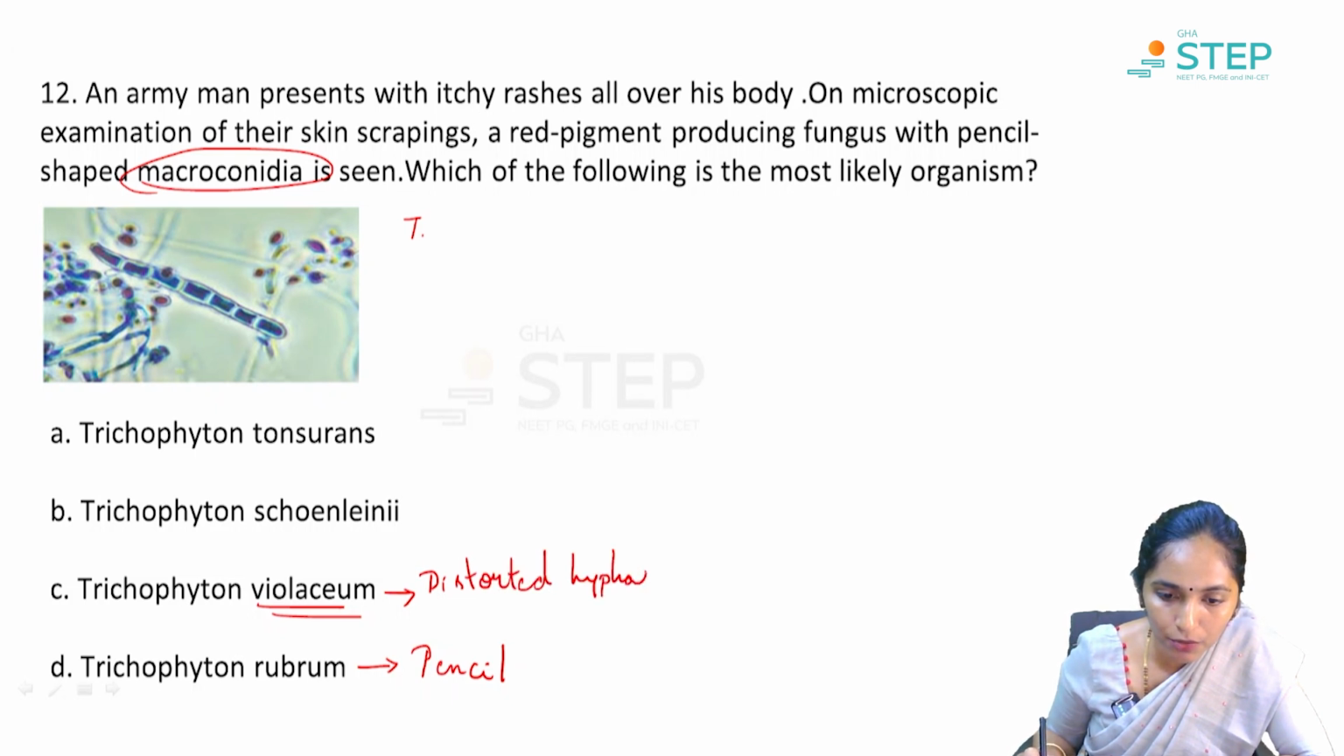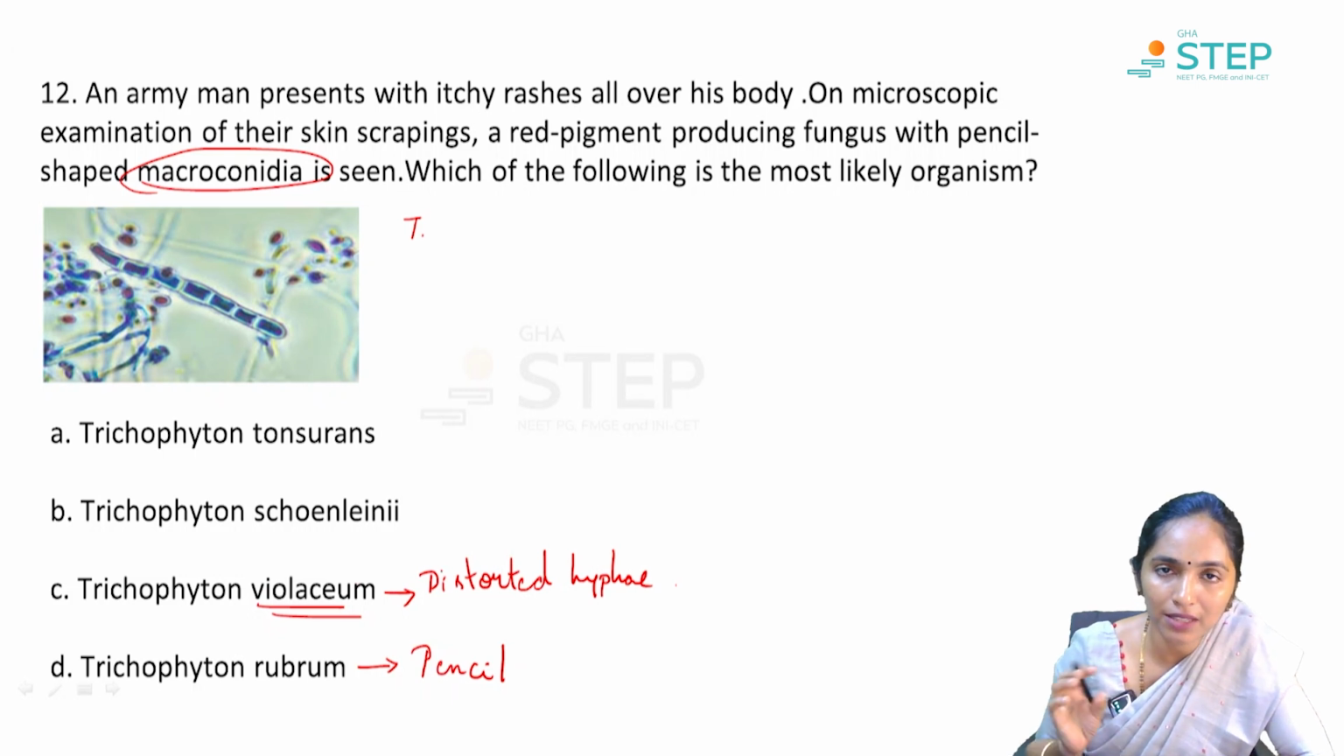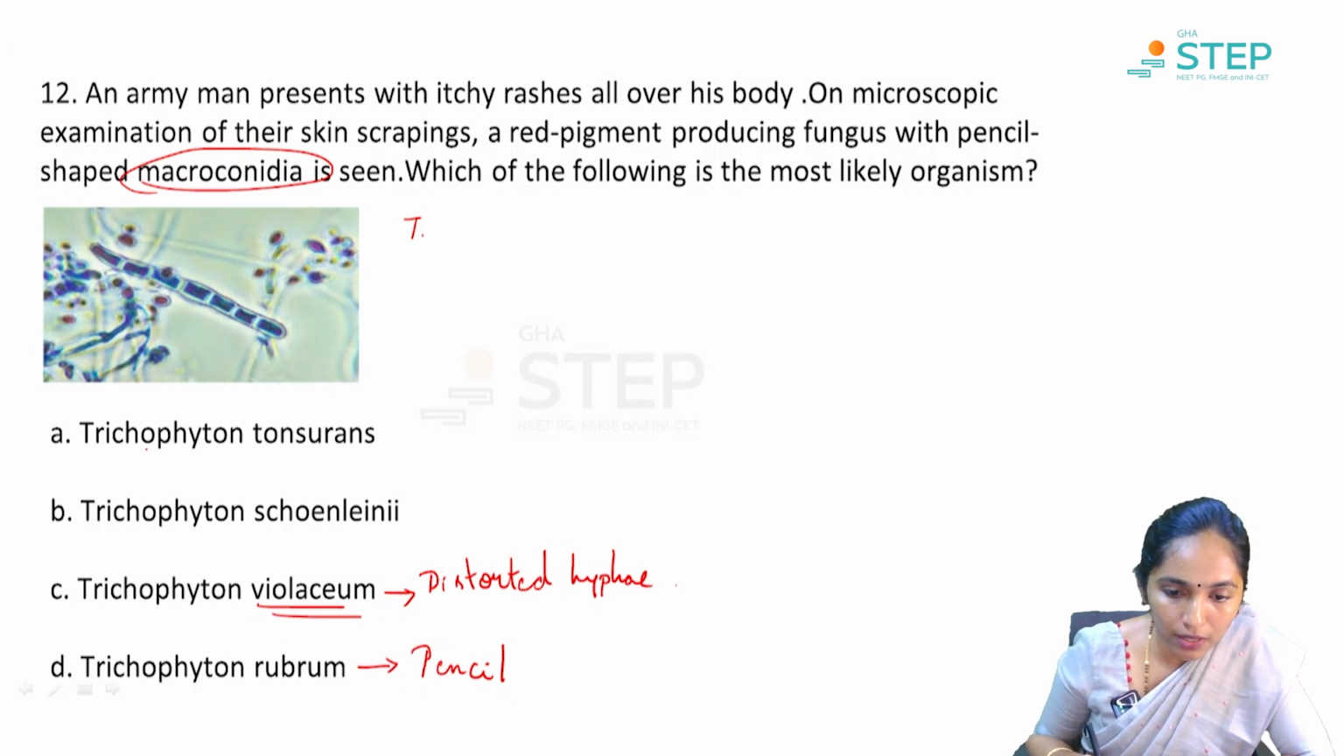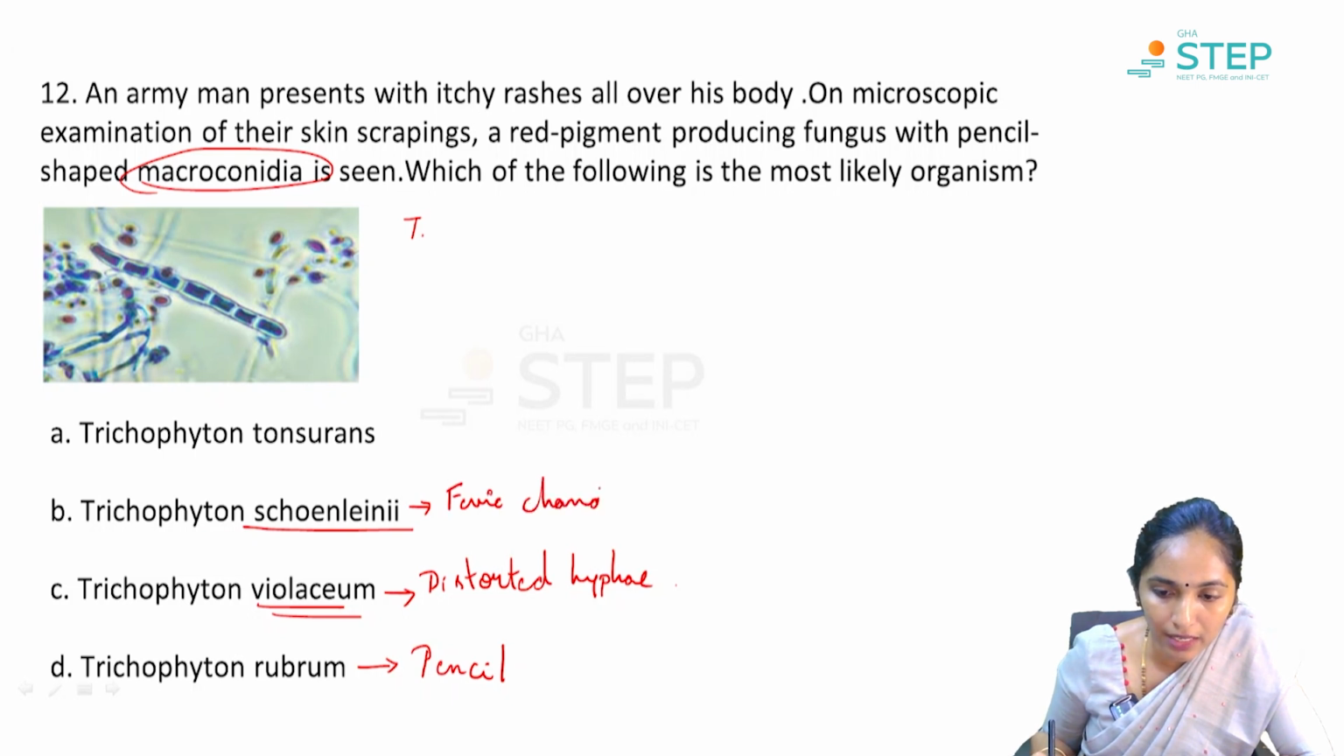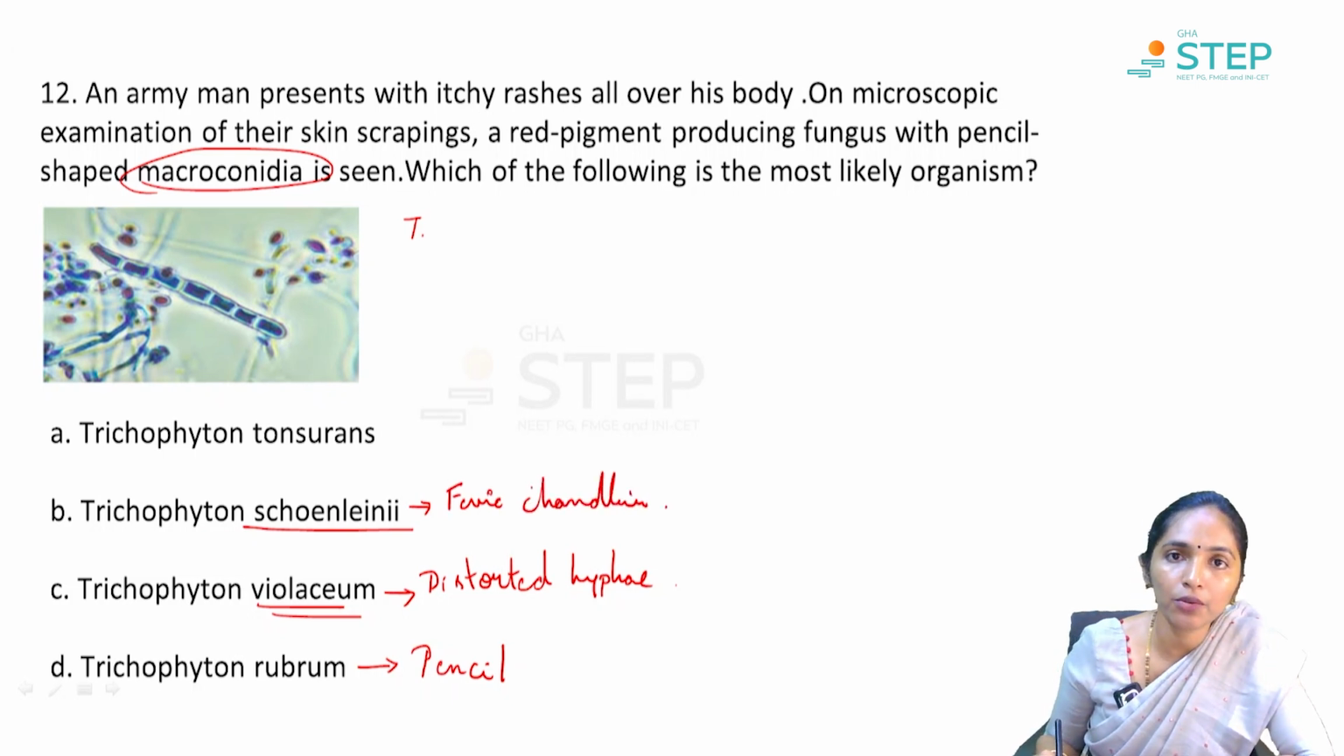Distorted hyphae is produced in case of violaceum. Nothing characteristic feature in macroconidia, but because of violaceum, there will be distorted hyphae. Then Schoenleinii will produce what is called favic chandelier. So favic chandelier shaped macroconidia. How do we remember? Think of a chandelier.